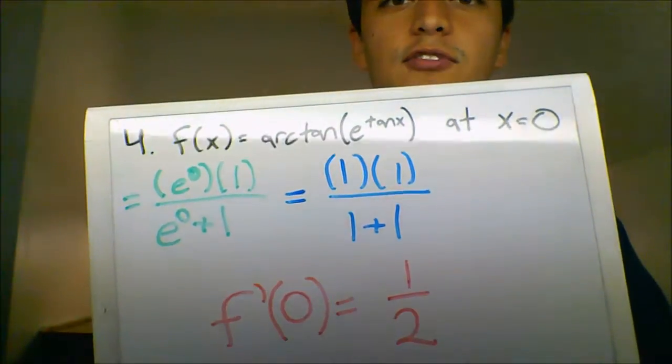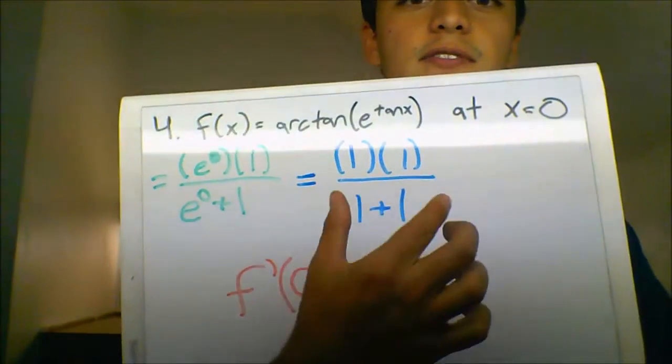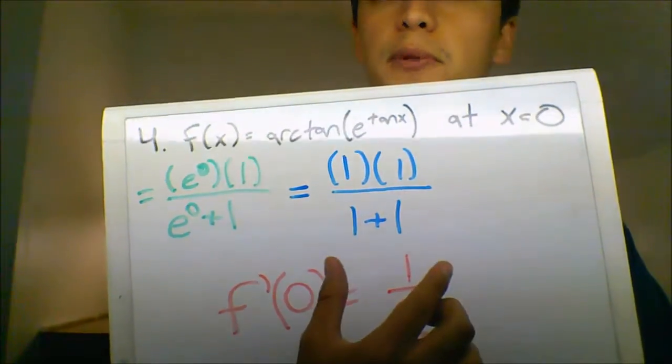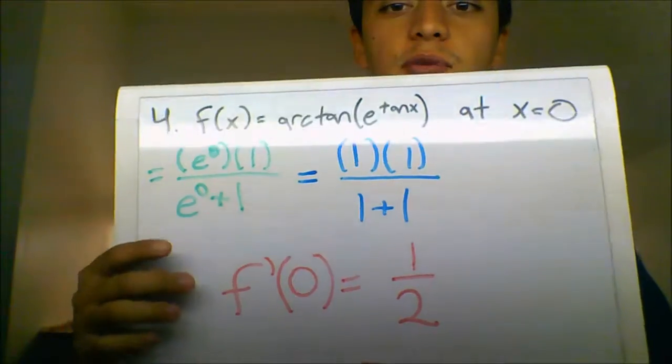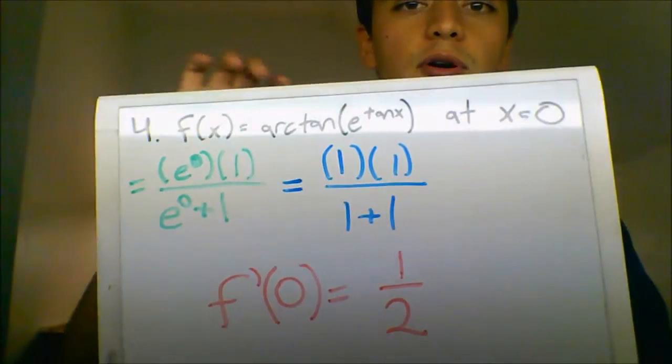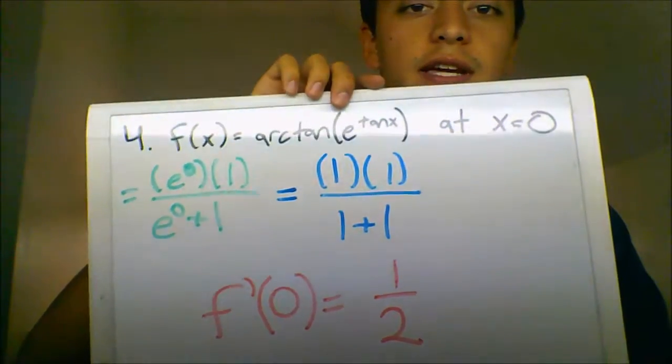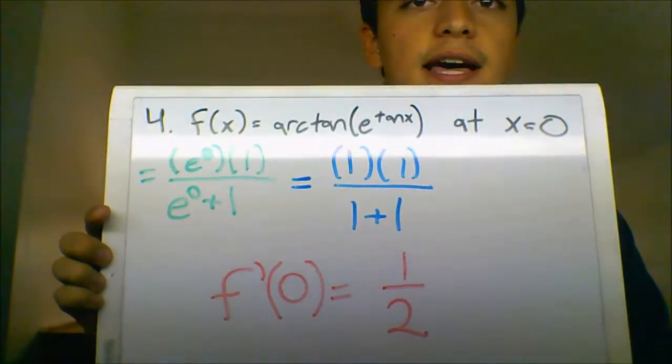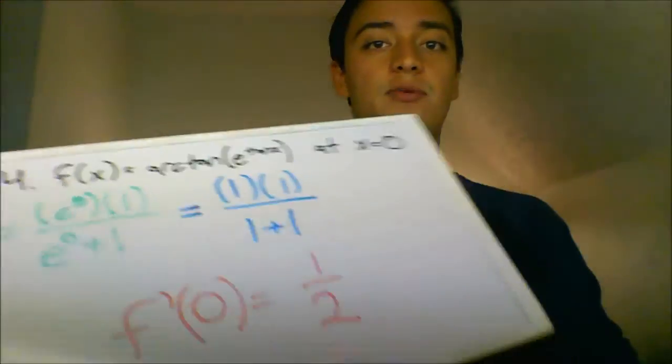Now that we've plugged in 0 for all the values of x, we have 1 times 1 over 1 plus 1, and therefore we get f prime of 0 is equal to 1/2 for arctangent of e to the power of tangent x at x equals 0. And with that, that is the conclusion of the chain rule and inverse function rules for the derivatives.